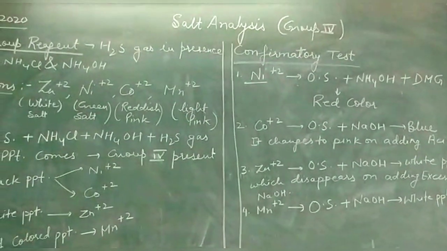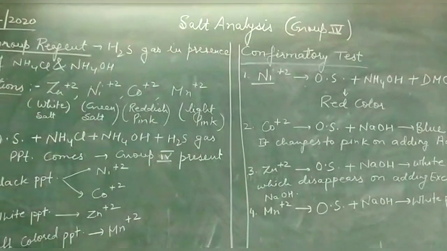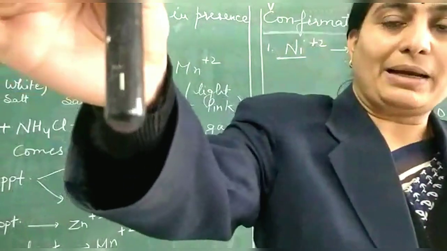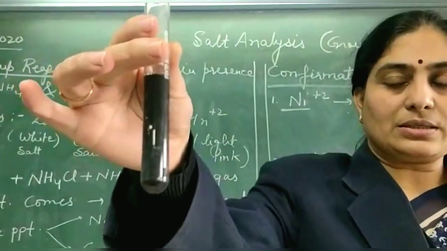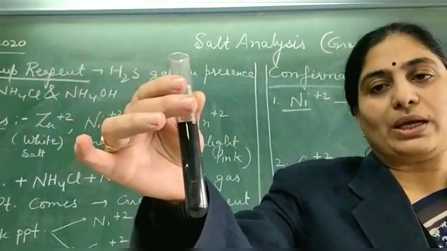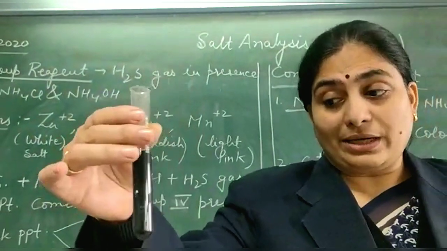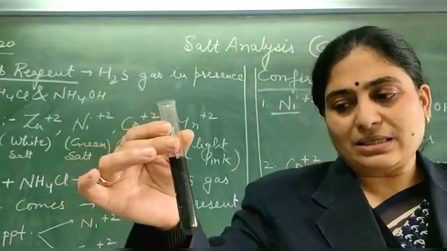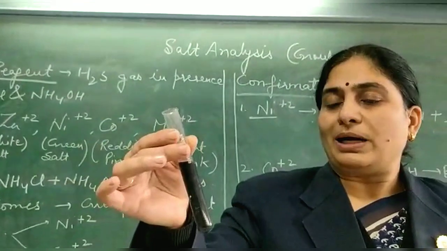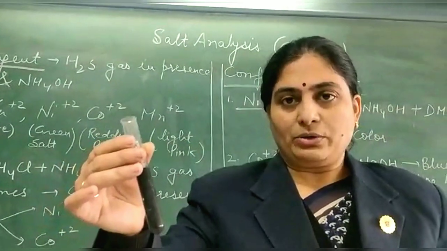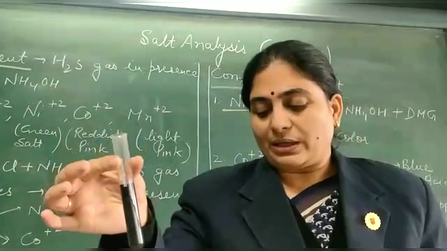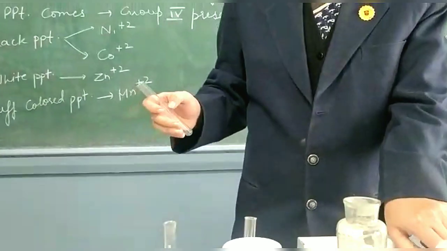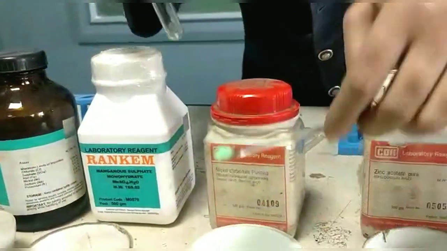After passing H2S gas, if I get a black PPT, it indicates nickel or cobalt. You can see here I have a black PPT after passing H2S gas. So by this test we come to know that we may have either cobalt or nickel as the cation. Since we know the color of cobalt ion is reddish pink, and we know the original color of the salt, yes, we can confirm here that we have cobalt ion. Okay, let's move to the nickel ion.